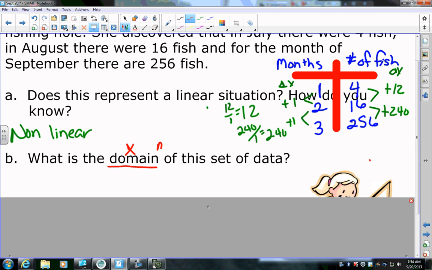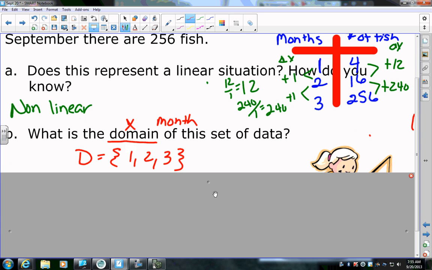Domain in this case is the number of months. Okay? But because of the fish, we're not going to go out and throw a fishing pole to catch a half of a fish because we're not that hungry. It doesn't work like that. So my domain, the data is going to be discrete. So when I put domain, I'm going to do my set notation. And with what I have up here, I have 1, 2, and 3. I could go on to a reasonable number because you could keep going and counting the months. But right now we're just using what we have.